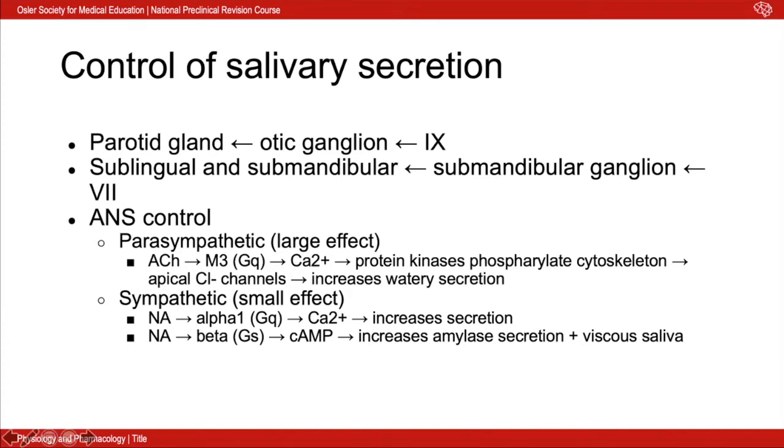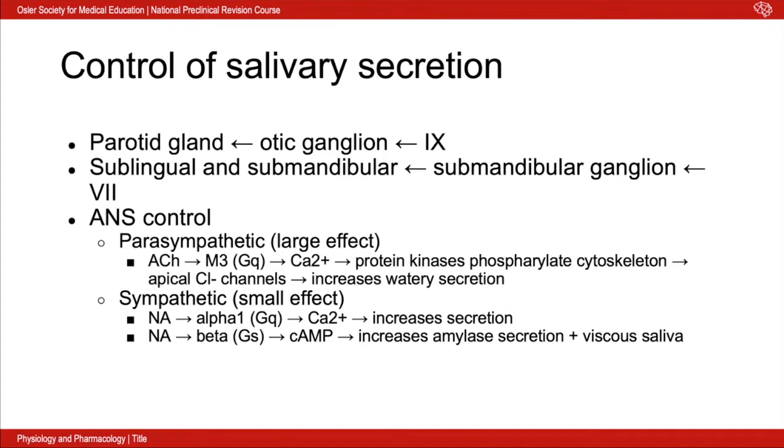However, when noradrenaline binds to beta receptors, which are Gs coupled, that's the adenylyl cyclase converting ATP to cyclic AMP, and that ultimately results in an increase in amylase secretion and an increase in the secretion of viscous saliva.